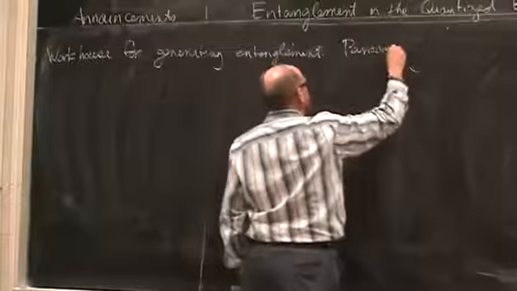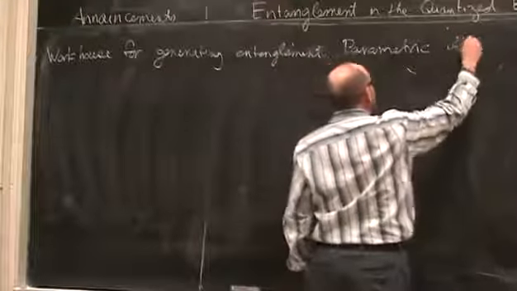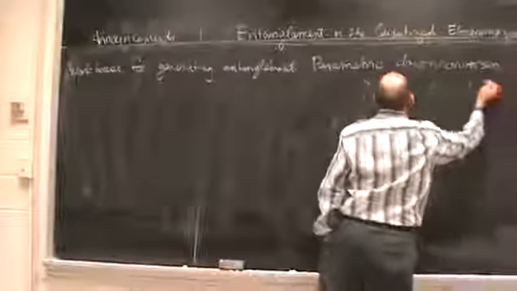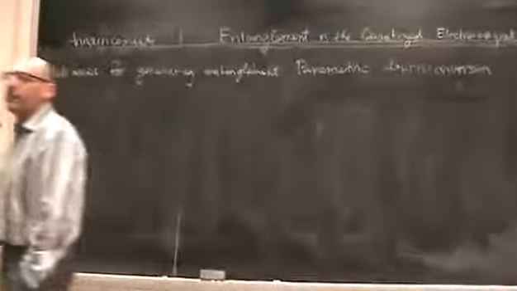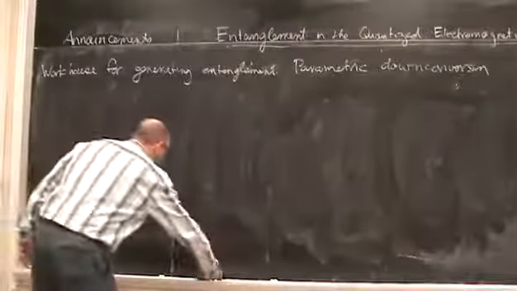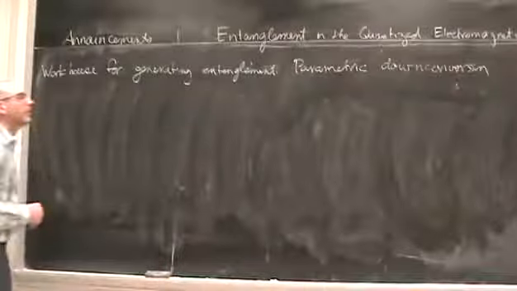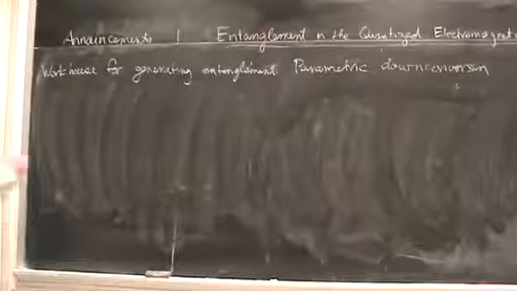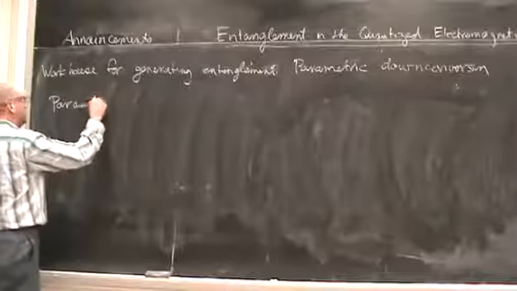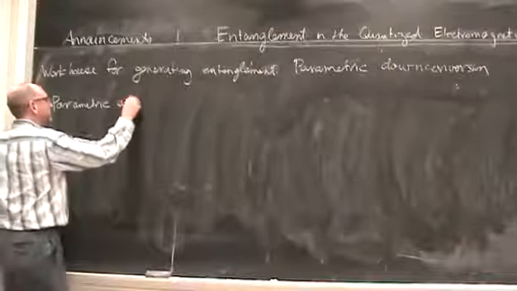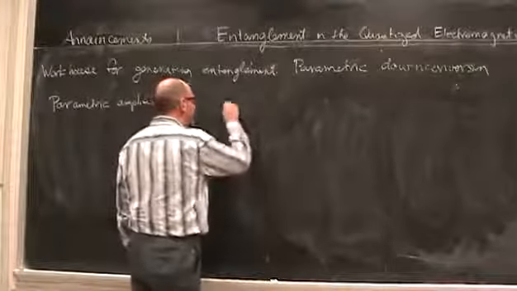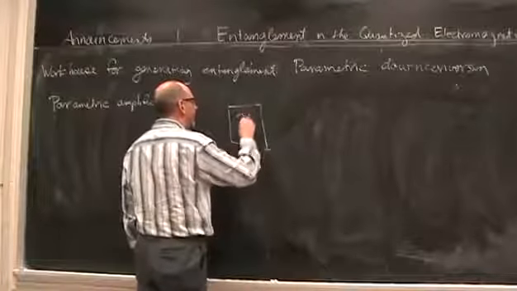Parametric down conversion. We discussed this when we were talking about the generation of squeezing earlier in the semester. We talked about this, firstly, in the context of classical nonlinear optics, where we, for example, had parametric amplification. So in parametric amplification, what we considered was the following situation.